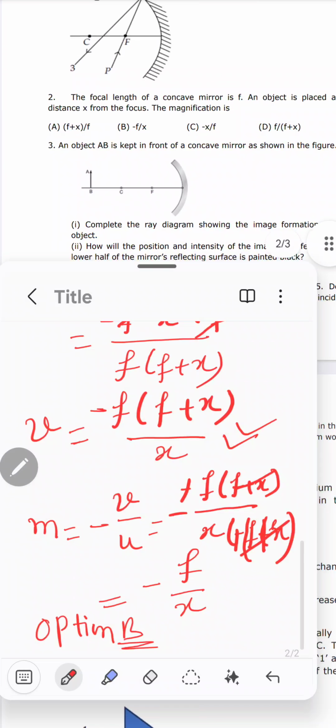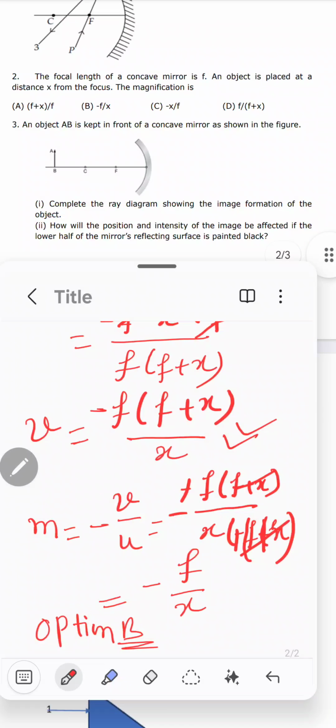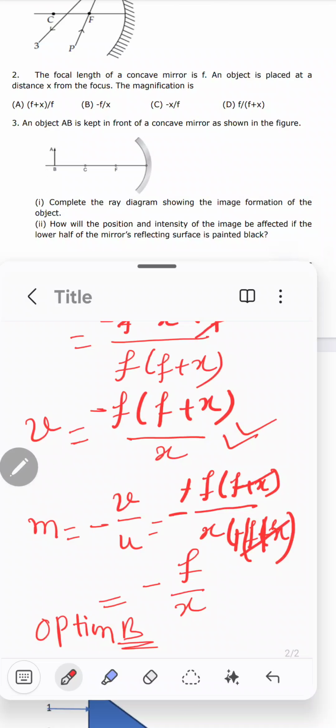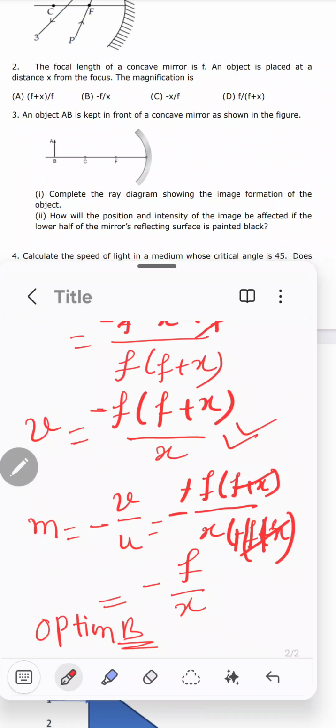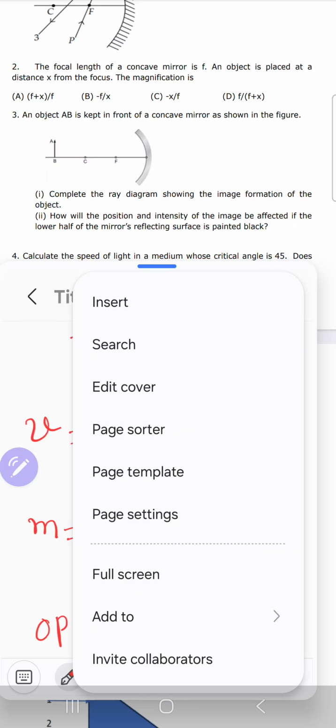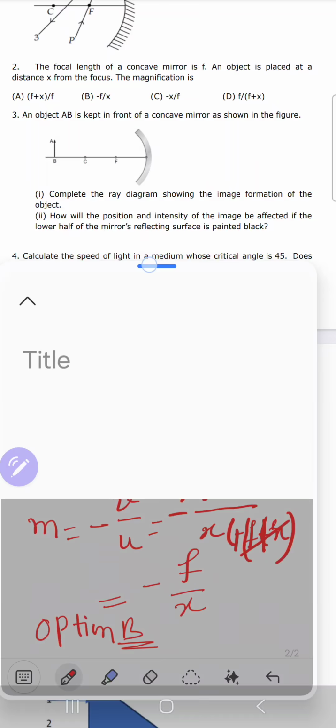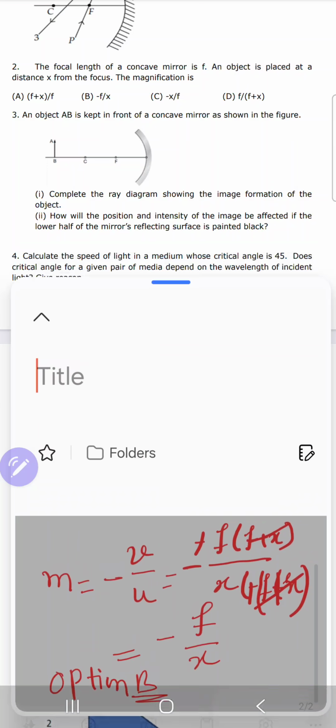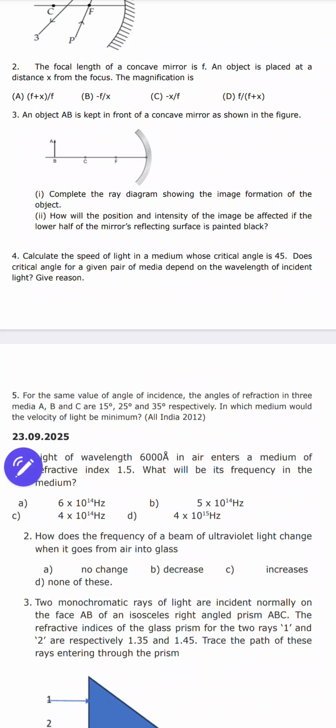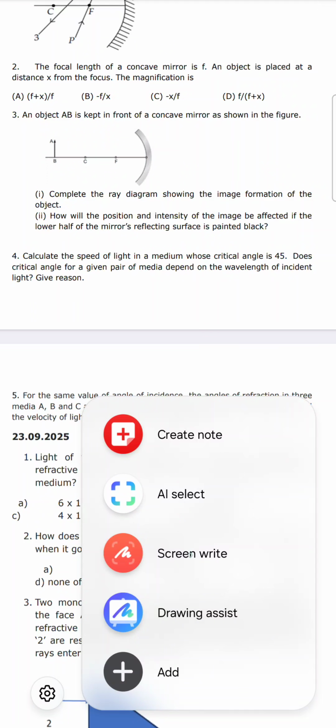And the third question is: an object AB is kept in front of a concave mirror as shown in the figure. Complete the ray diagram showing the image formation of the object. So here we have to complete the ray diagram. Let us complete this ray diagram.